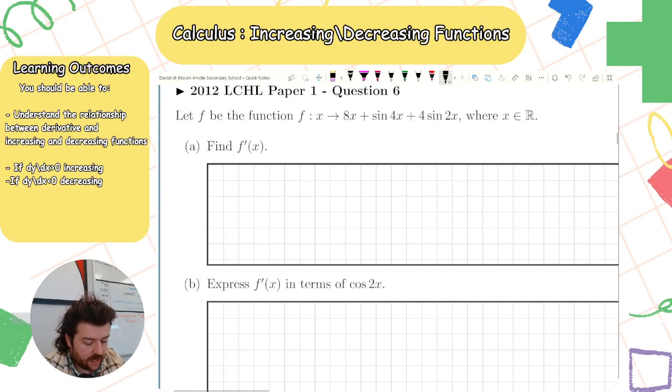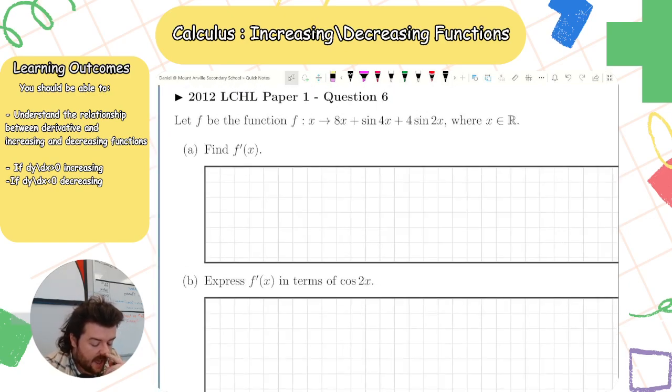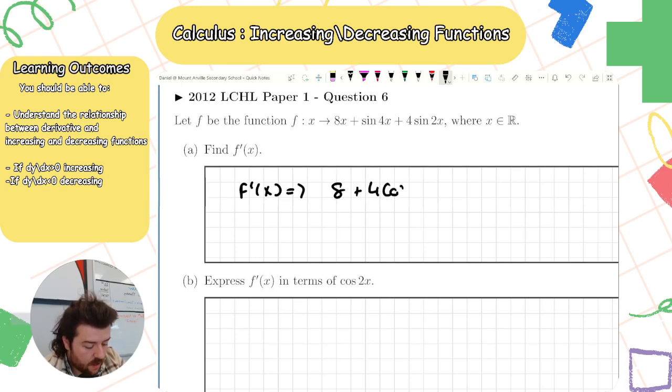Right, let's have a look at another one here. Let the function f of x be 8x plus sine 4x plus 4 sine 2x. Find the first derivative. So we're dealing with trig functions here. So that is 8 plus sine goes to cosine, and I multiply by the derivative of the angle, which is 4. So this goes to 4 cosine 4x. And then this will go to 4 times 2, which is 8 cosine 2x.